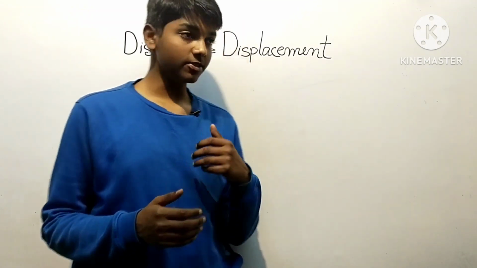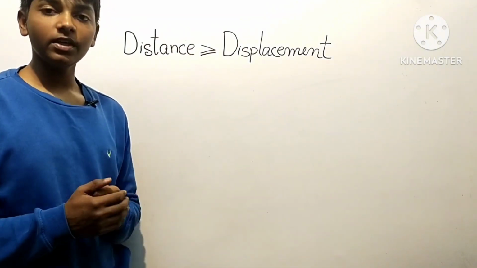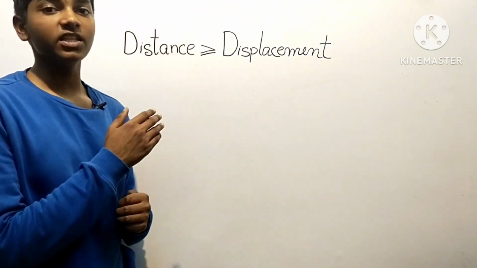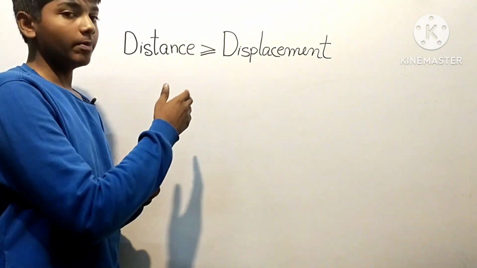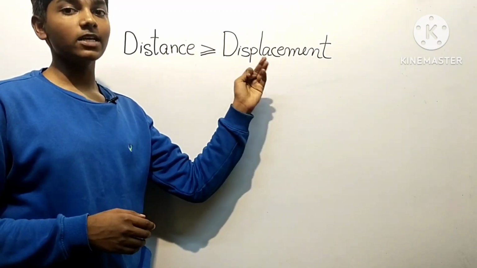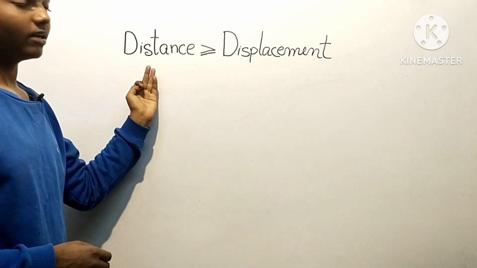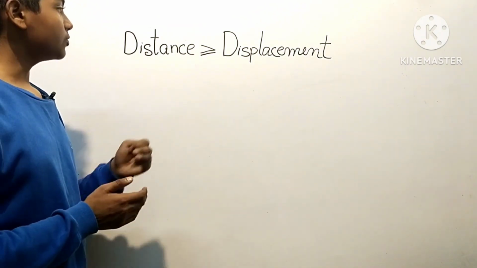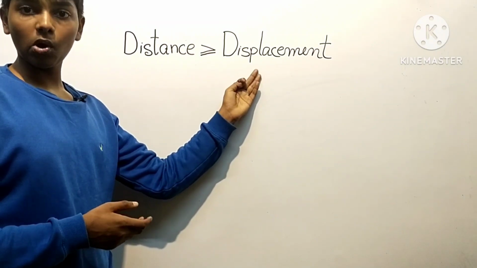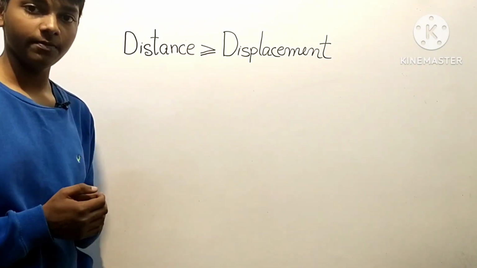Now, displacement can never be greater than the distance traveled. It can either be smaller than the distance traveled or equal to it. As we learned, displacement is the shortest distance between them, so it can never be greater than the distance. Displacement is a vector quantity, meaning it has magnitude as well as direction, whereas distance is a scalar quantity, meaning it only has magnitude. Displacement can be negative, positive or zero, whereas distance can never be negative or zero. It will always be positive.